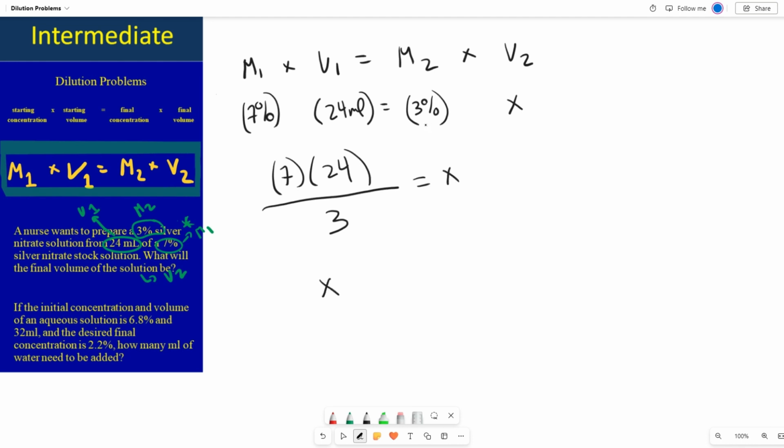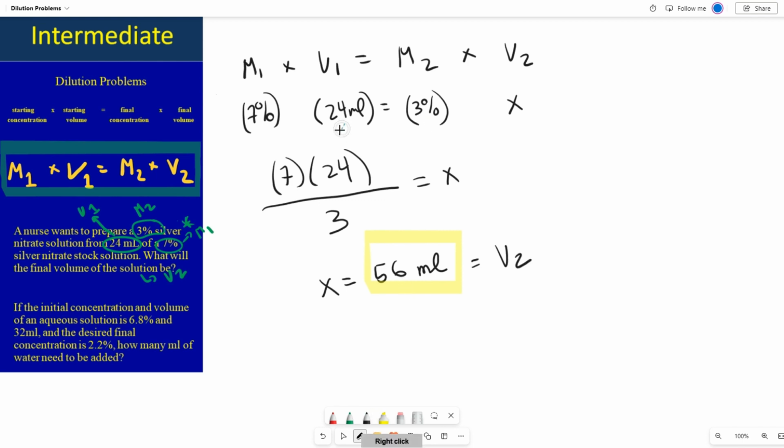And then if we take 7 times 24 and divide it by 3, we end up with 56. And that will be in milliliters, because that's what our initial volume was in. So the V2, or final answer for this, is 56 milliliters.